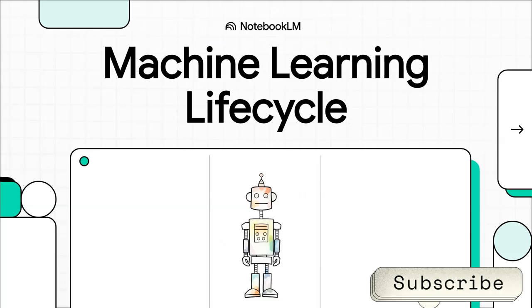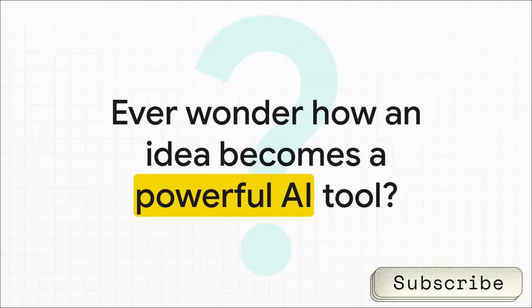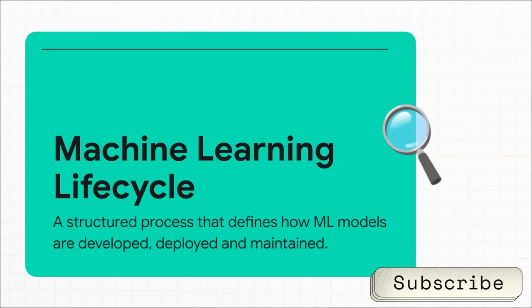So, let's dive in. You see AI everywhere, right? It's in your phone's camera, it's used in complex financial models. But how does that actually happen? How does a simple concept get turned into a tool that can predict, classify, and even learn on its own? Well, it's not magic, I can tell you that. It's a process. And that process has a name, the machine learning lifecycle.